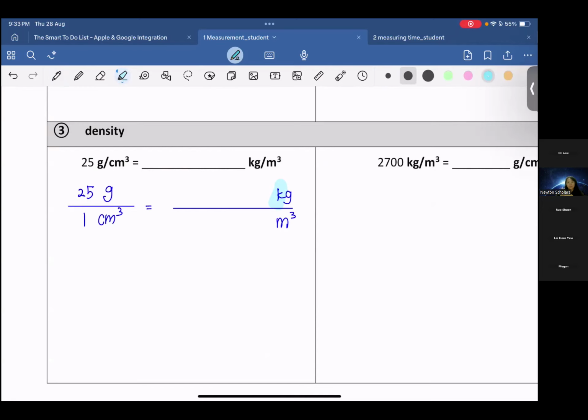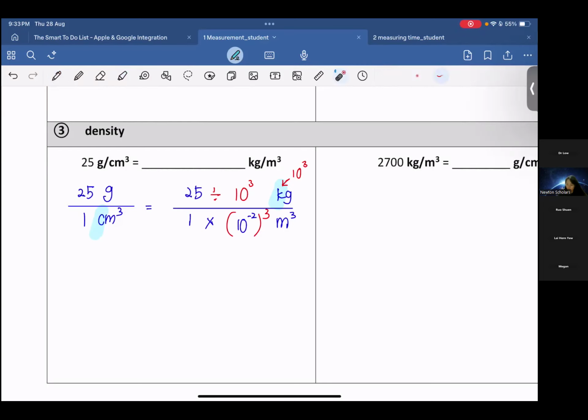So the prefix is at the back. Non-prefix to prefix, we should use divide. So K is 10 power of 3, so divided by 10 power of 3. So 25 divided by 10 power of 3. The second part, cm cube to meter cube. That's why just now we needed to learn about conversion for volume. Cm cube, so 1 times 10 power of negative 2. Don't forget to cube it.